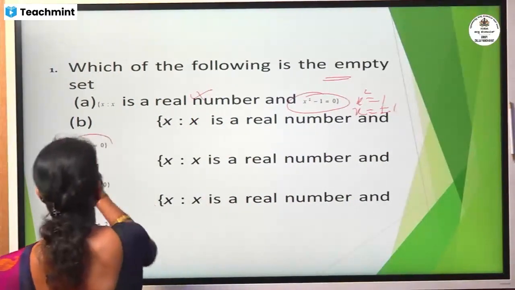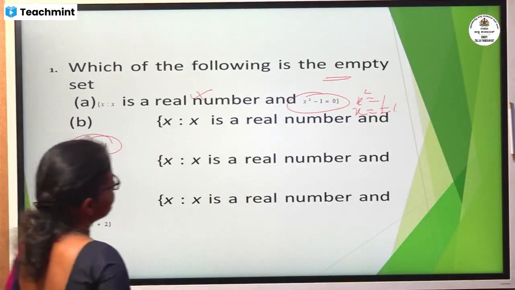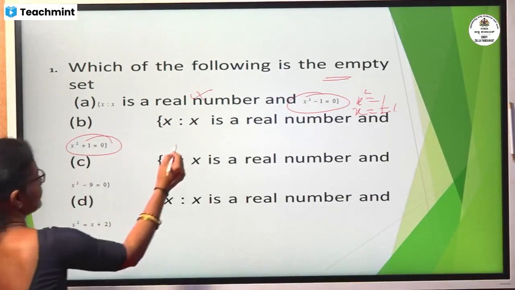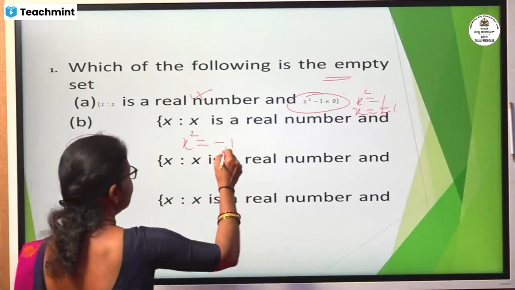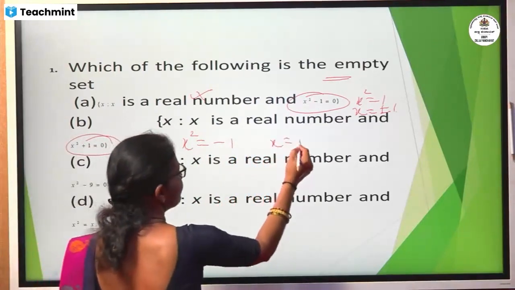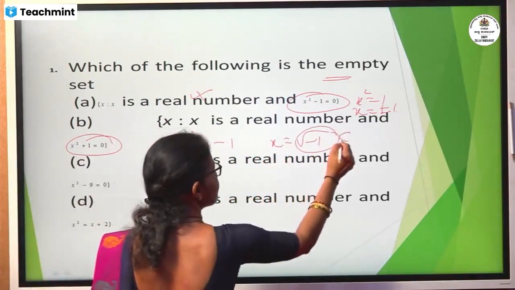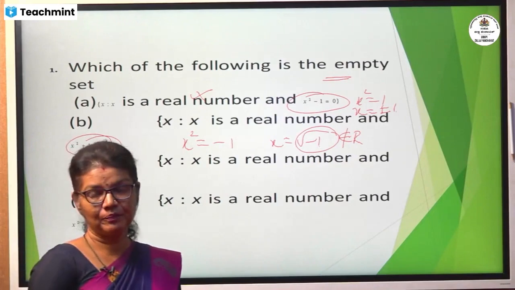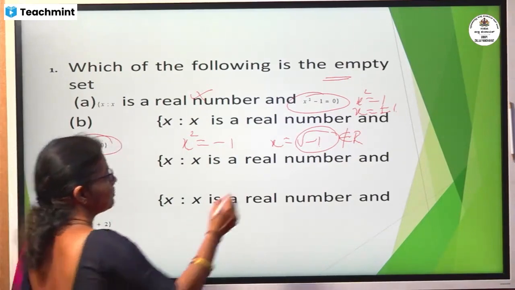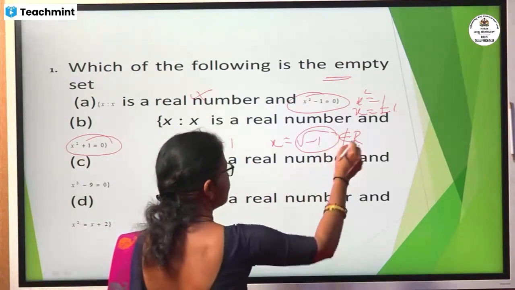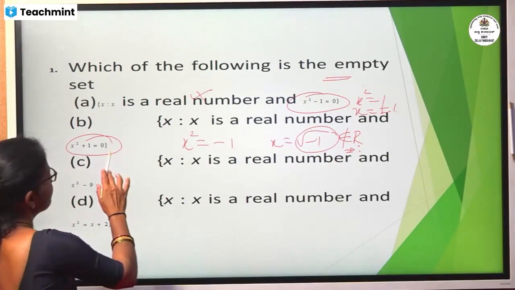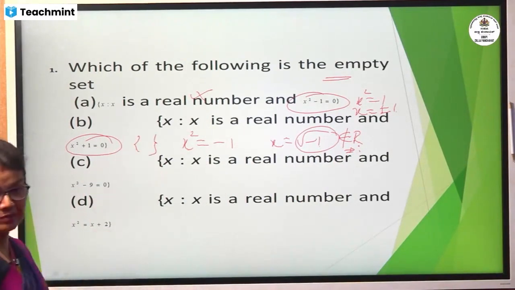Second one, the set containing x such that x is a real number and x square plus 1 equal to 0. If you simplify this, x square equal to minus 1, then x is equal to root of minus 1, which is not a real number, does not belong to R. That comes under complex numbers, imaginary, that is plus or minus i. So that is under the complex number section. So this is not a real number. Therefore, if you list the elements of the set related to this, we won't get any element. So it is the empty set.